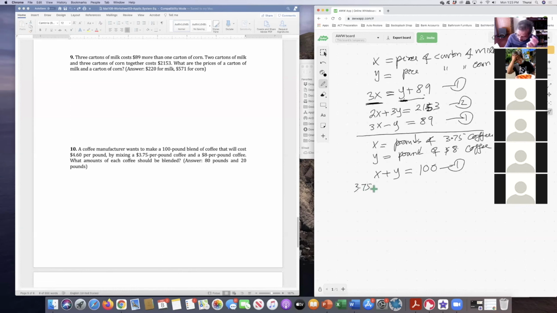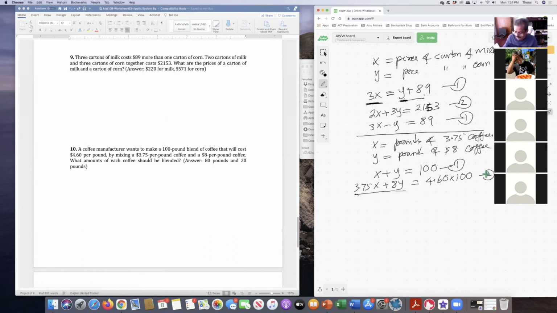3.75x plus 8y equals 4.6 pounds multiplied by 100. 4.6 times 100, that's right. Very good. So this is the total value of the coffee going into the mixture. Now the mixture is going to sell at $4.60 per pound and 100 pounds is being sold. So 460 times 100 is the total money you get by selling them at 460. So that's my second equation.